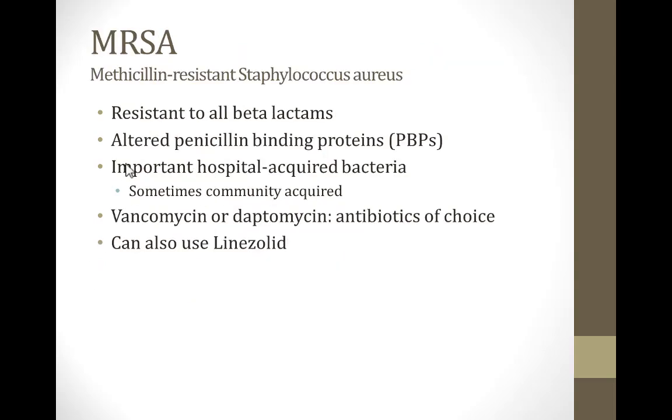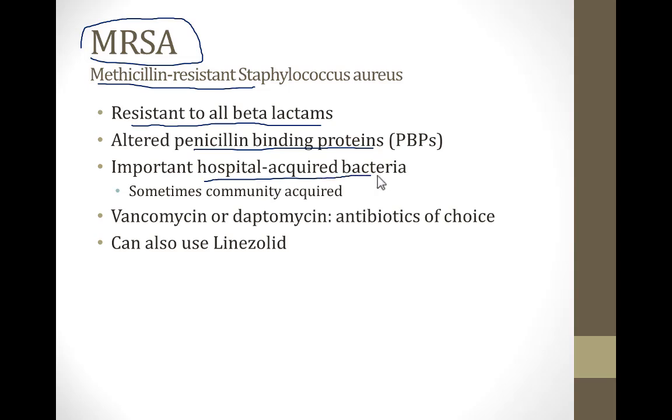There are strains of Staph aureus that are called methicillin-resistant Staph aureus, or MRSA, and these are very dangerous infections. These versions of the bacteria are resistant to all beta-lactam antibiotics, and the reason is because they express altered penicillin binding proteins. They're usually a hospital-acquired infection, although sometimes they can be community-acquired.